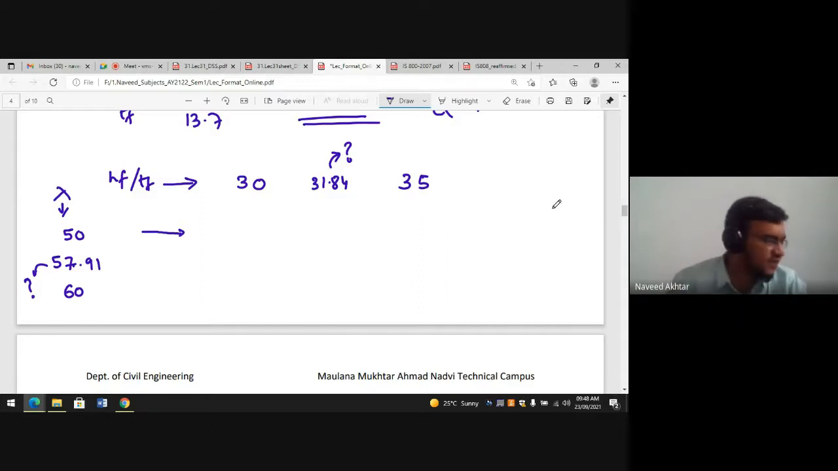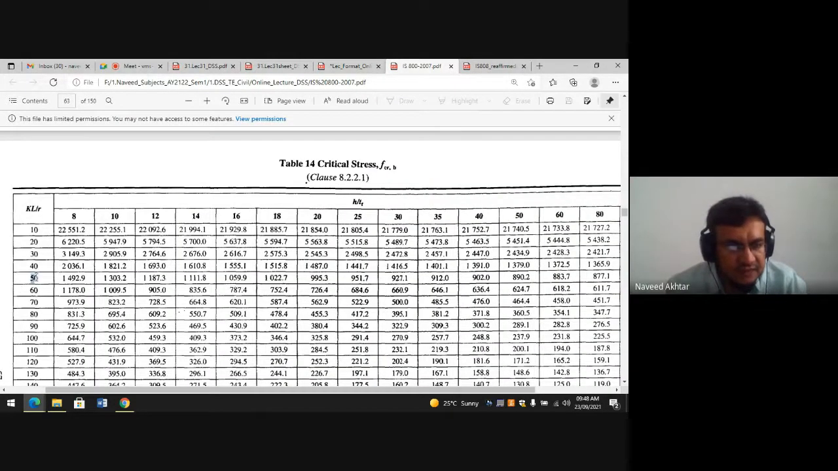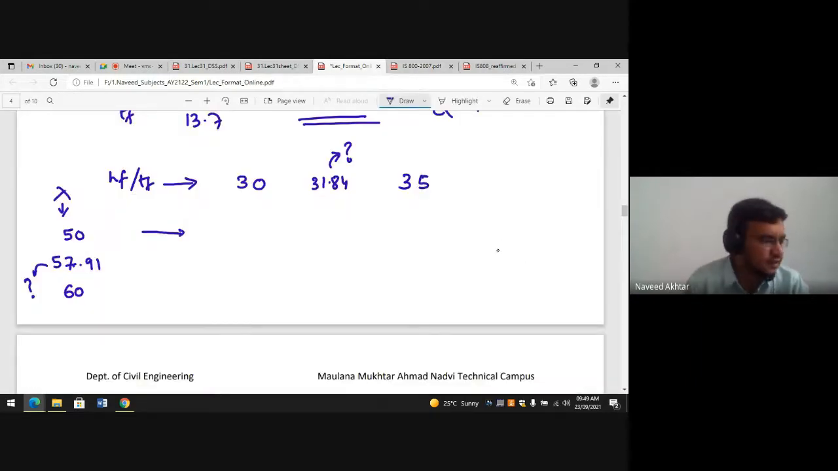For 50, you will see here, this is lambda 50, HF by TF value. For 30 we will see it is 927.1, and for 35 it is 912. Similarly for 60, it is 660.9 and 646.1. So these values are given. So we write down these values. For 50, it is 927.1.